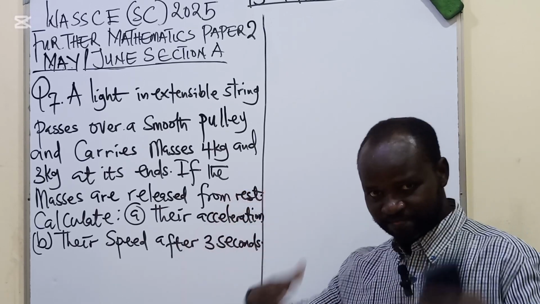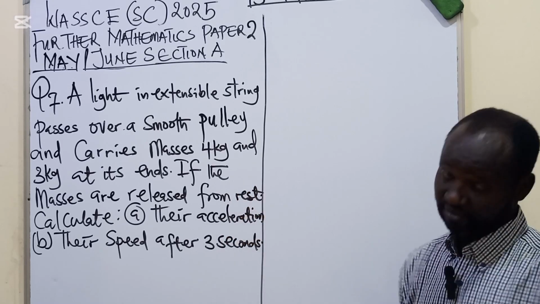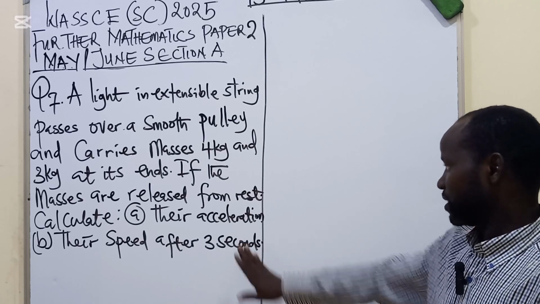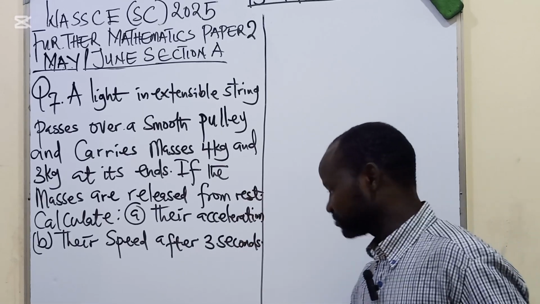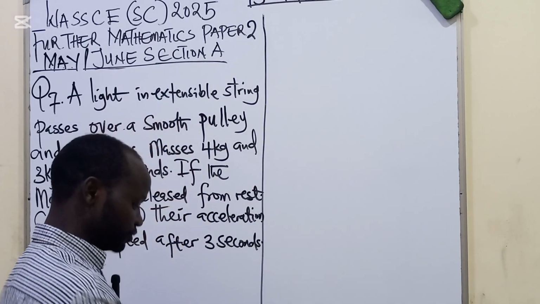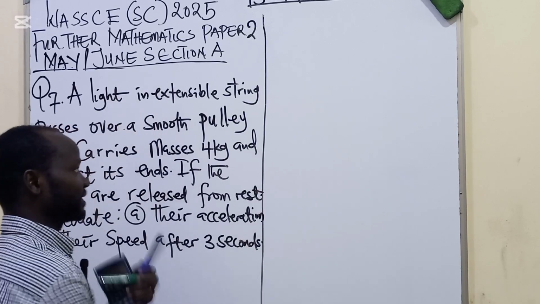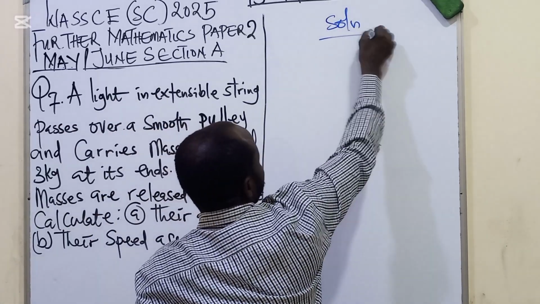First thing to do is to identify which topic this question is from. Of course, this is from dynamics, one of the branches of mechanics. This question carries 6 marks. Let's look at how we can handle this question together. Very simple. First thing to do, we write down the solution, then draw the pulley and see how we can attach the masses. So let's write down the solution.